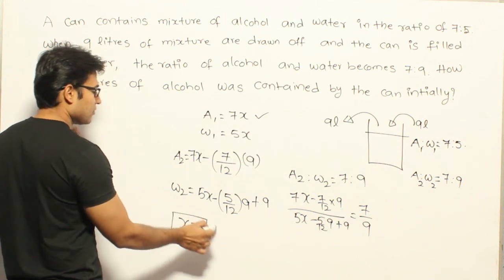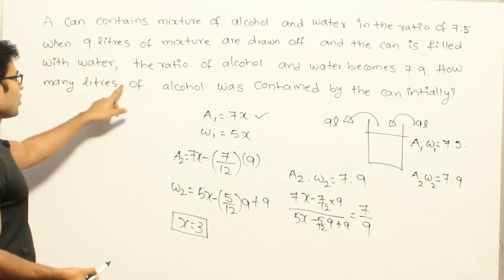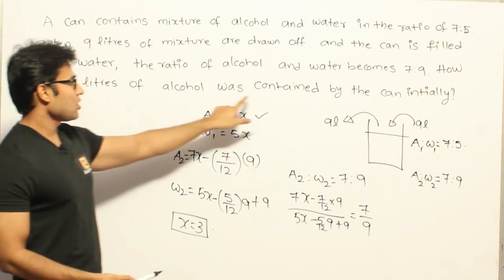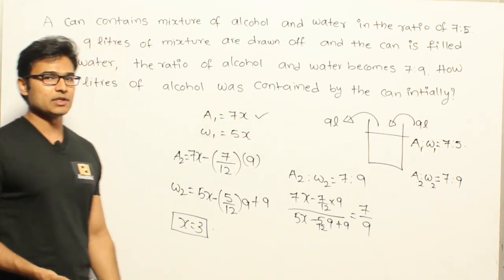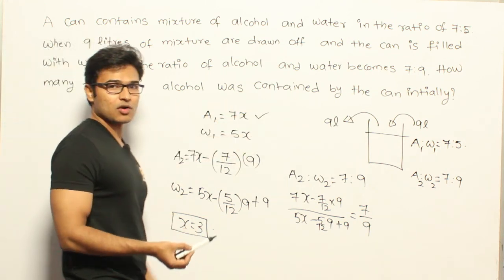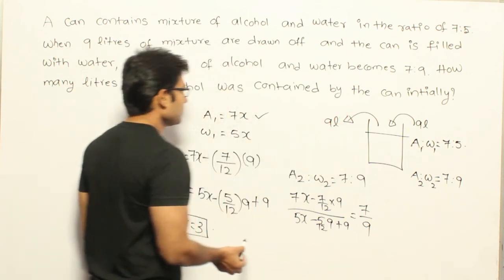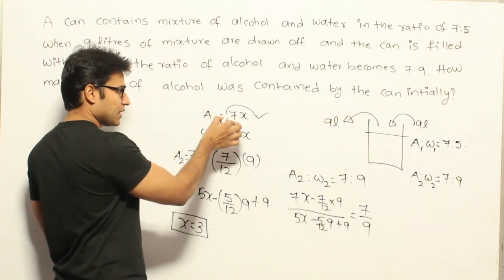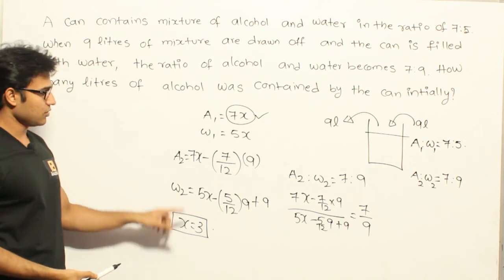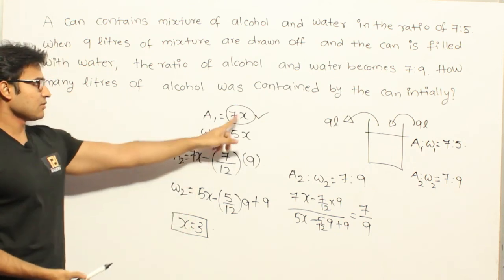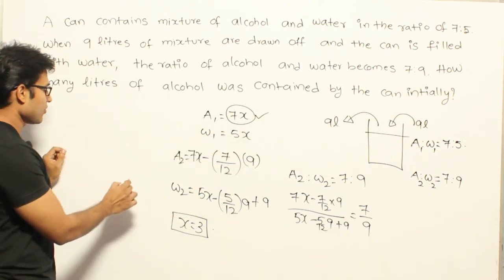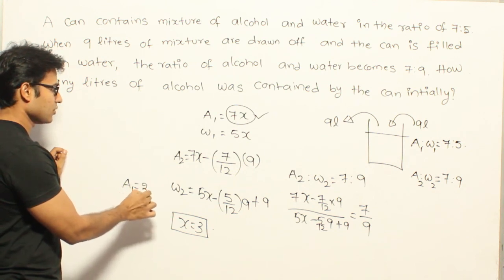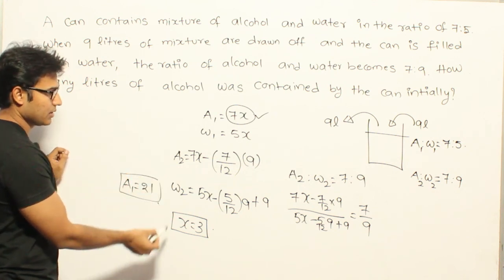So once you get x equal to 3, the question asked is how many liters of alcohol was contained by the can initially, which means what is the initial amount of alcohol present in the can. We assumed that the amount of alcohol present in the can initially is 7x. Therefore x is already 3, so 7 into x is 21. So the initial amount of alcohol present is A1 equal to 21. Got it? Okay.